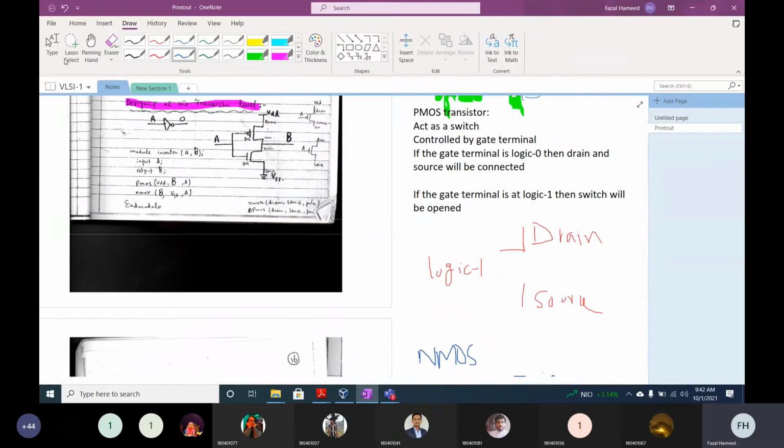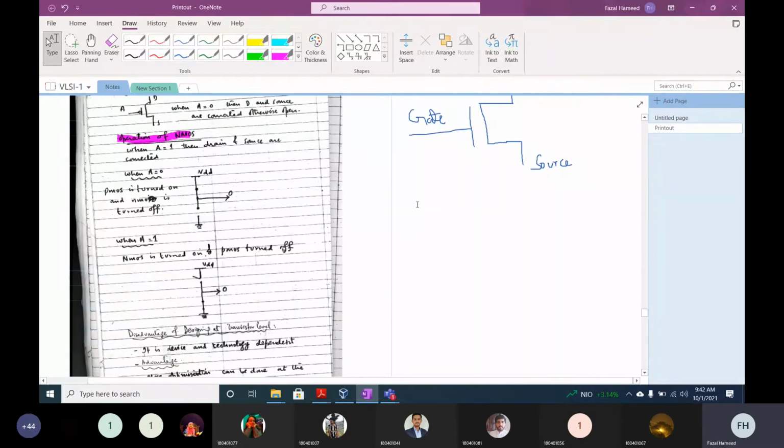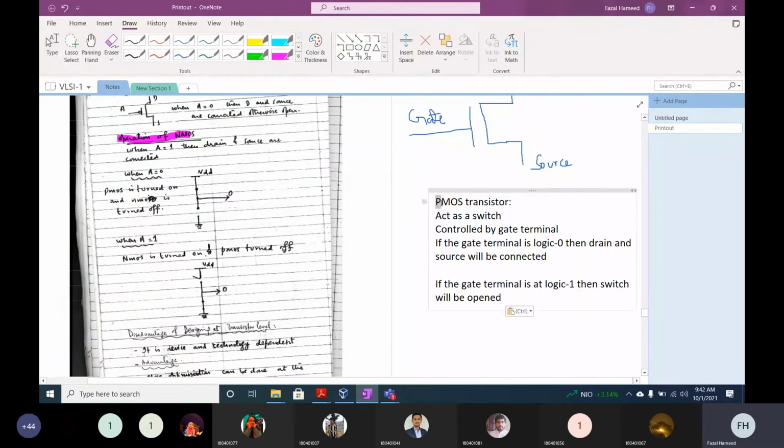In the PMOS transistor there is a bubble, and in the NMOS transistor there is not. The NMOS transistor also acts as a switch, and it is also controlled by the gate terminal. But the description is different. If the gate terminal is at logic 1, then the gate and source will be connected.